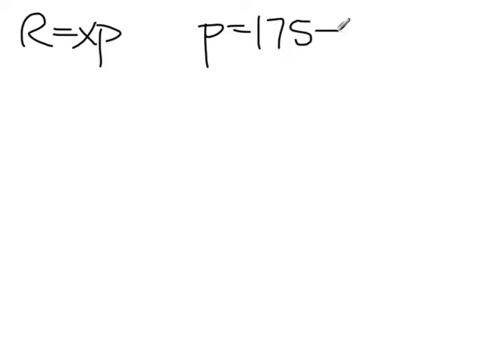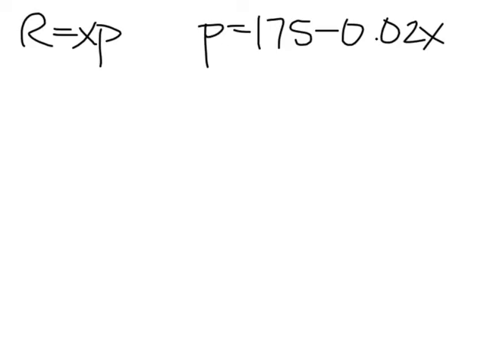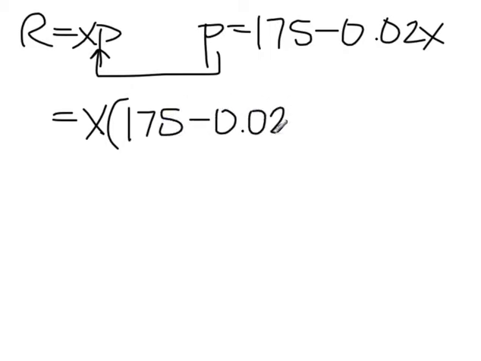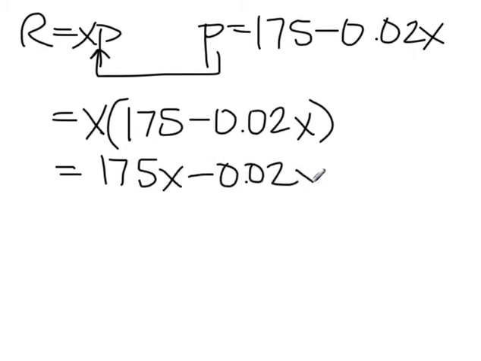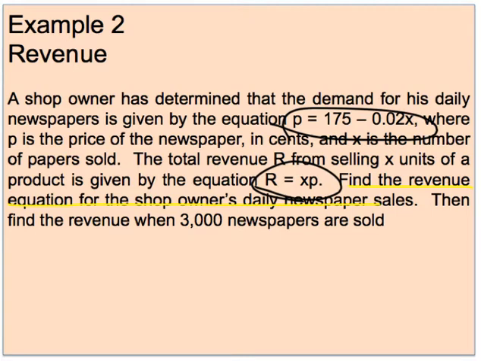So we know that R equals X times P, and we know that P equals 175 minus 0.02 times X. Those are the two things that we get from the question. So we have this, and we have this. So I'm going to take this value for P and I'm going to substitute it in right here. So this is going to equal X times 175 minus 0.02X. And so then by distribution I have 175X minus 0.02X squared. So this is our revenue function. And so that completes the first part.